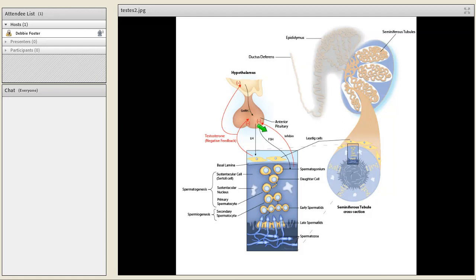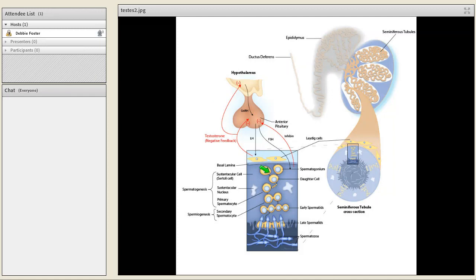So FSH stimulates spermatogenesis. LH stimulates testosterone. Testosterone does give a negative feedback both to the pituitary and to the hypothalamus. And also inhibin is produced here in the seminiferous tubules to also give a negative feedback. And so you should understand the role of these reproductive hormones and what they're actually doing.